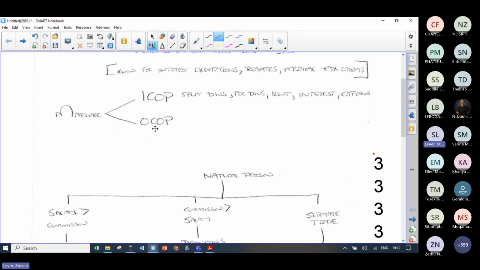So guys, please just remember, this is what I call a FUBAR thing. If you get this wrong, it's FUBAR, fuck up beyond all recognition. Okay, please just remember the FUBAR. I know it's a bit rude, but you'll remember it. Guys, if you're in community of property, you need to split dividends, foreign dividends, rent, interest, and capital gains. Okay, so if you're married in community, remember to split all of those items.